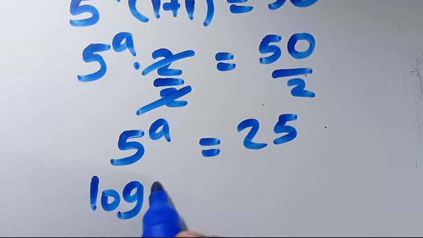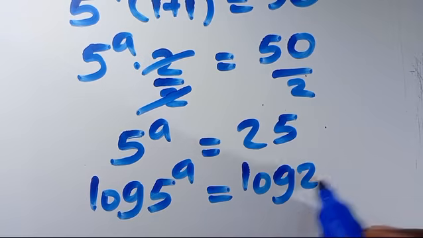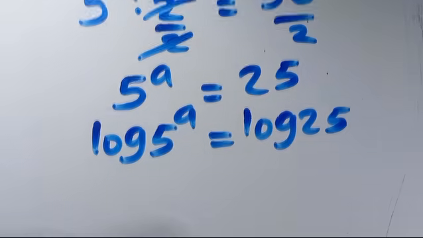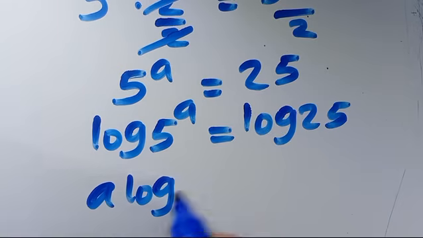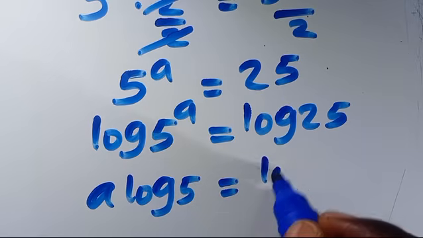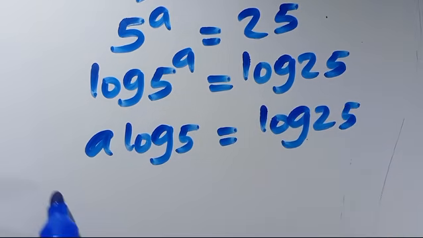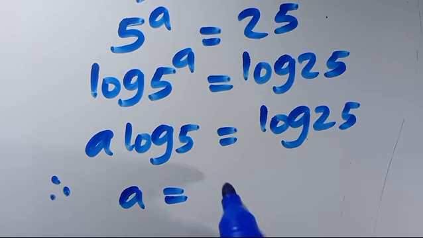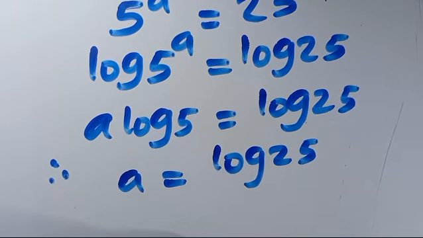Log 5 to the power of a equals log 25. And then from here we have a times log 5 equals log 25. So definitely a will be equal to log 25 over log 5.